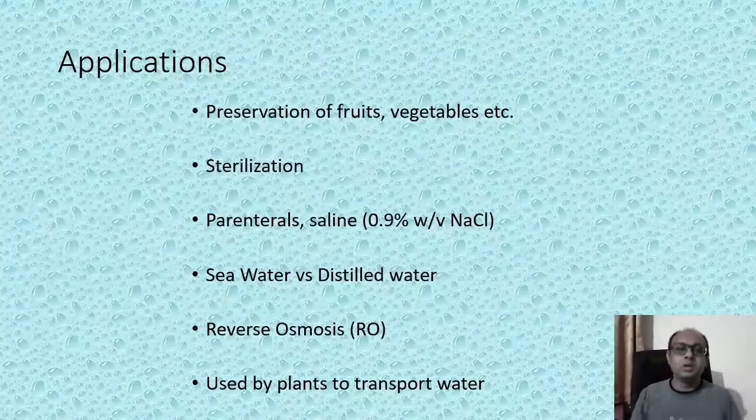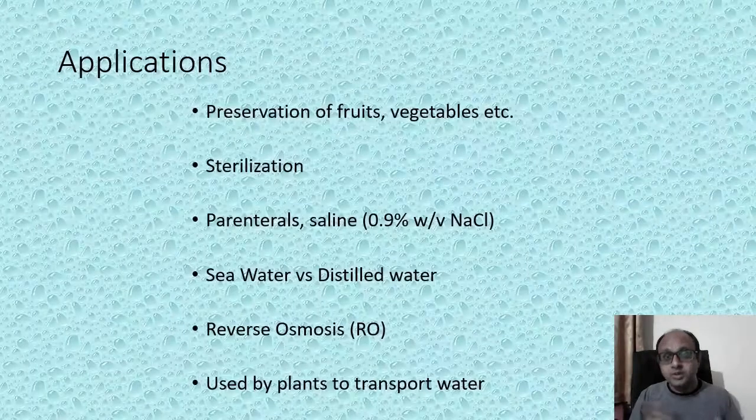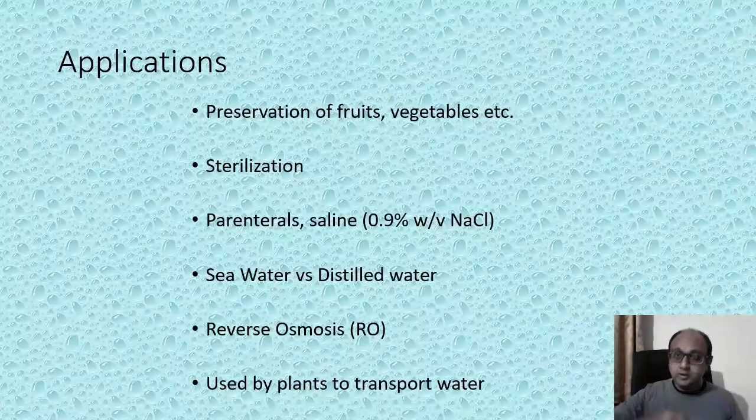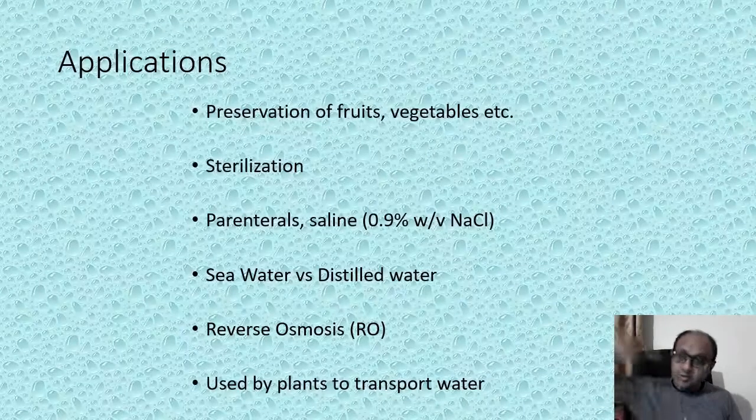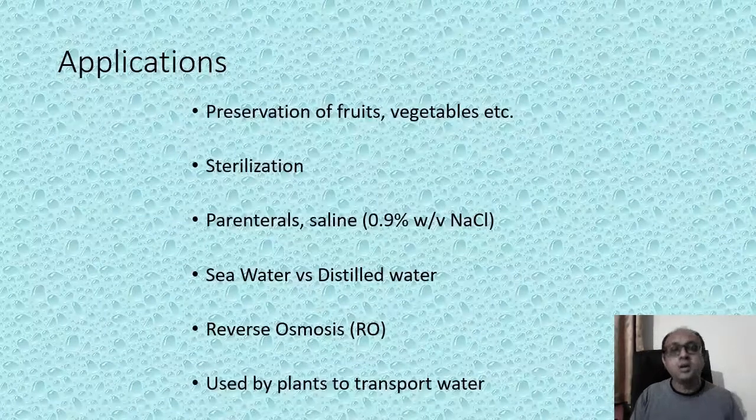Okay, it is also used by plants to transport water, just like the example I gave at the start, the coconut tree. It will take the water from the ground, and using the capillary effect as well as osmosis, that water will reach the top in the coconut, and it is getting stored over there. So it's a miracle. There is a logic behind that. The process is called osmosis.